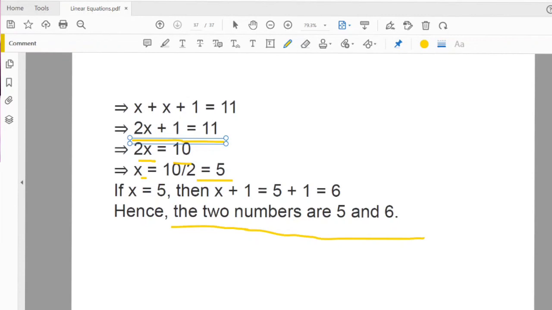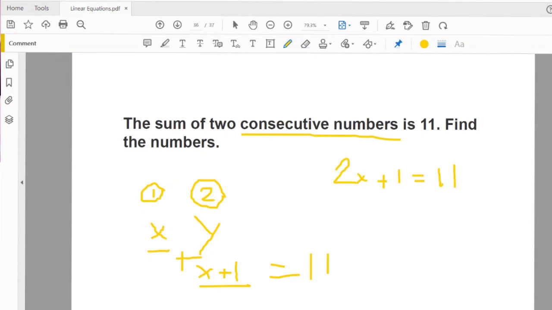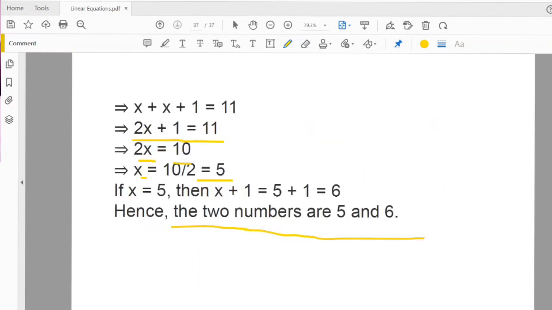And if you want to check and verify, what you need to do is, the question says the sum of two consecutive numbers is 11, so you need to do 5 plus 6. Just add it. It should be equal to 11, and it is equal to 11, which means the answer is correct.